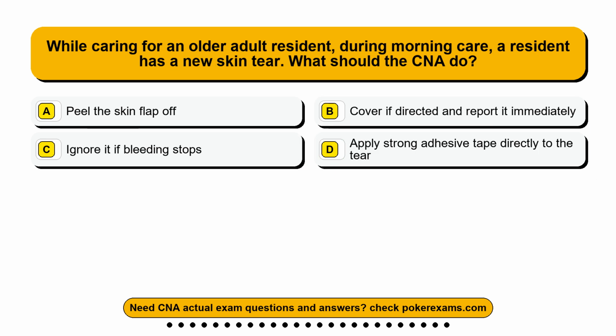Question 23. While caring for an older adult resident, during morning care, a resident has a new skin tear. What should the CNA do? Option A, peel the skin flap off. Option B, cover if directed and report it immediately. Option C, ignore it if bleeding stops. Option D, apply strong adhesive tape directly to the tear.